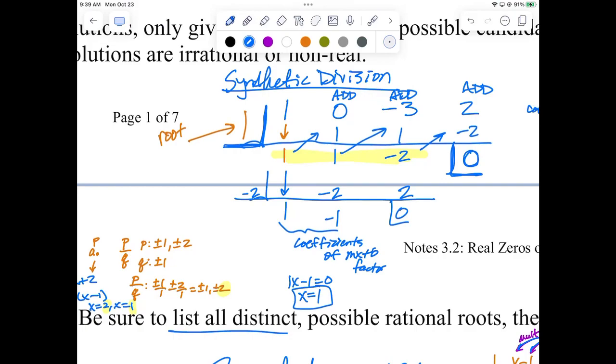So I had to show you the long division first, didn't I? So that you can appreciate what we're doing and appreciate the synthetic process. All right.